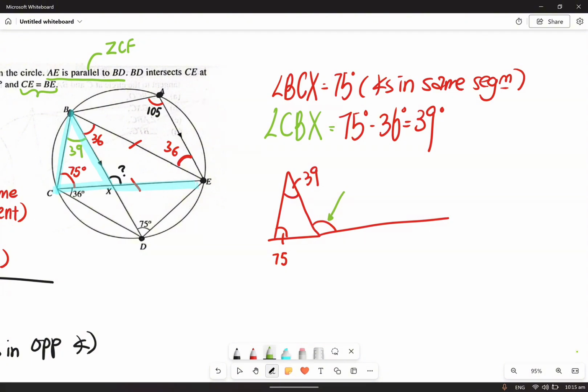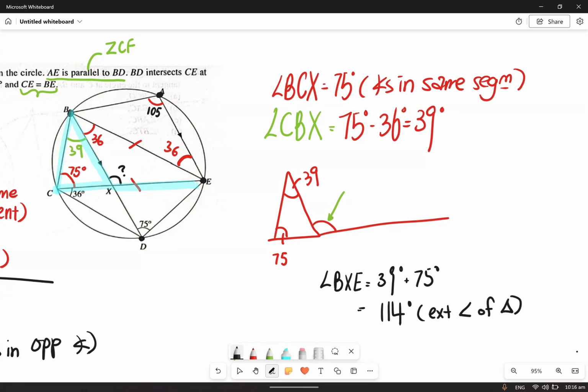To find that one over there, that is basically angle BXE, right? To find angle BXE, we just have to do 39 degrees plus 75 degrees. You understand? That gives me 114 degrees. Make sense? All right. Exterior angle of a triangle. Do you agree or disagree? So yeah, that's basically how you would find this question.